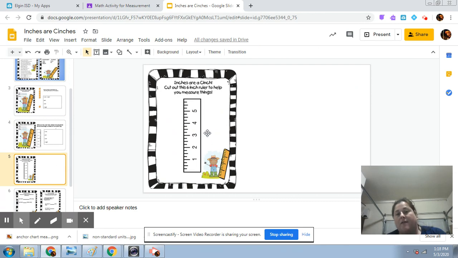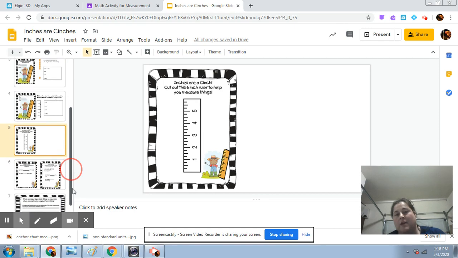This is that cutout version, and you'll see that in the notes. So if you do want to take advantage of that and you have a printer, you can do that.